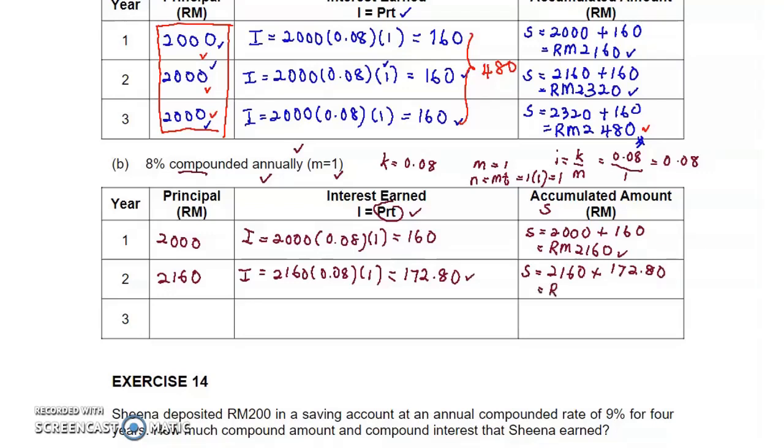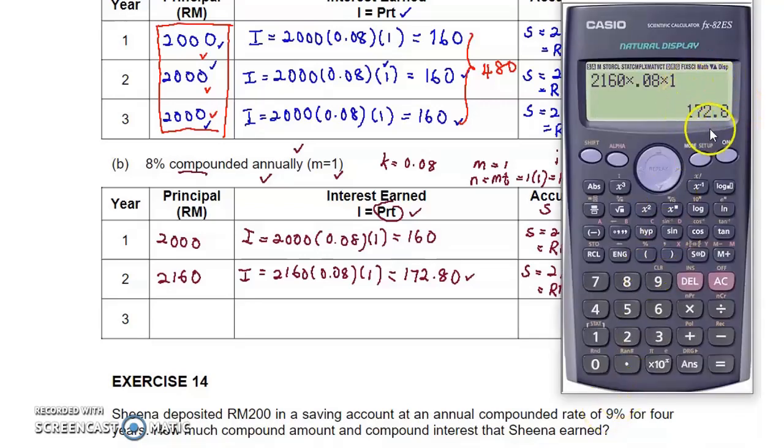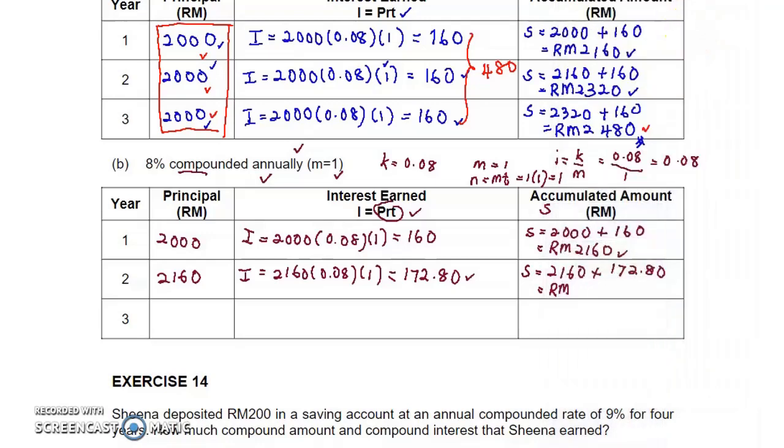So at the end of year 2, how much do you have? 2160 plus the interest just now, which is 172.80. At the end of year 2, you will get 2332.8. This accumulated value at the end of year 2 will be the new principal for the third year in order to calculate interest.